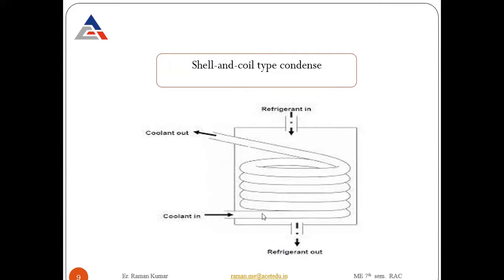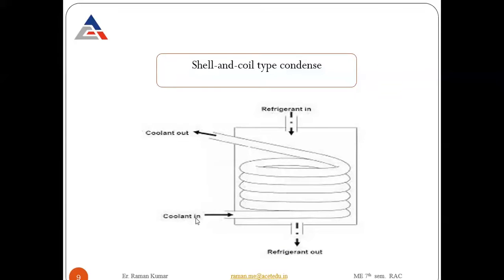In which water is flowing from this lower side, and it is completely rotated through this coil and moving outside from the upper side. In this case, the vapor refrigerant is coming inside through the upper side, and when it comes in contact with this coil, it will continuously give its latent heat to this coil. When it continuously gives its heat to these coils, the vapor refrigerant coming from the upper side is completely converted into liquid.